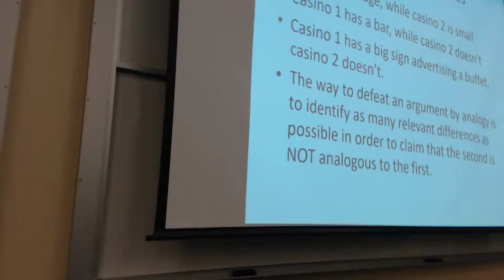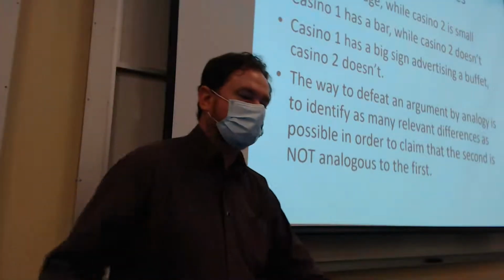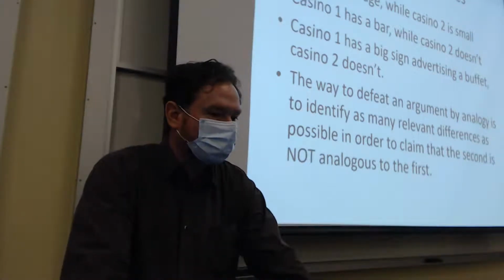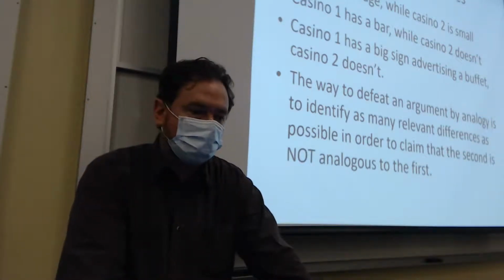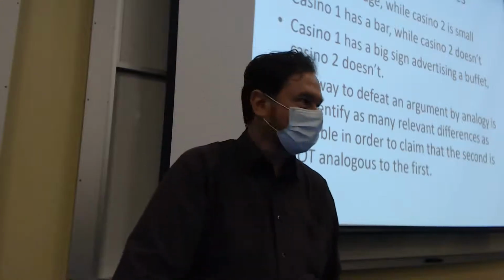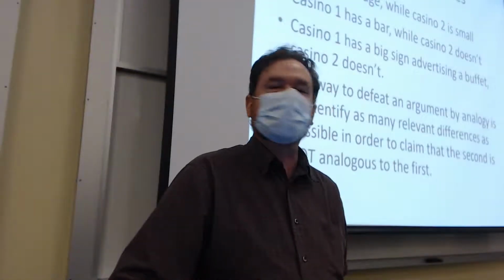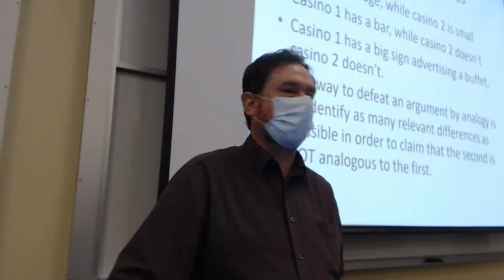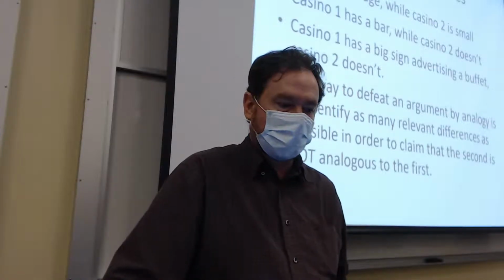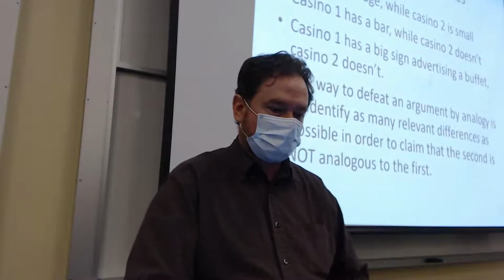But there are also important differences that break the analogy or weaken the analogy. So let's say the casino I was in yesterday was huge, and the casino I'm in today is small. Or that the casino I was in yesterday had a bar, and the casino I'm in today doesn't even have a bar. Well, here's a hint. If the casino I'm in today isn't even big enough to have a bar, it probably doesn't have an all-you-can-eat buffet that requires a lot more space and a much bigger kitchen and things like that. I mean, heck, even Dave & Buster's has a bar.